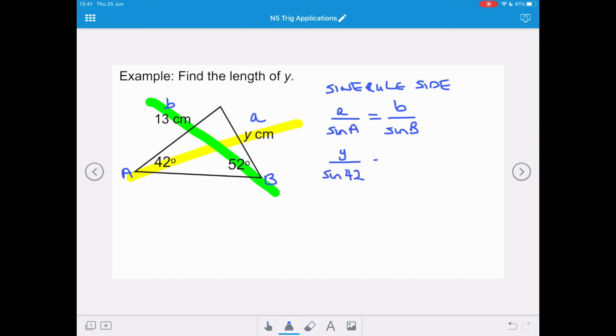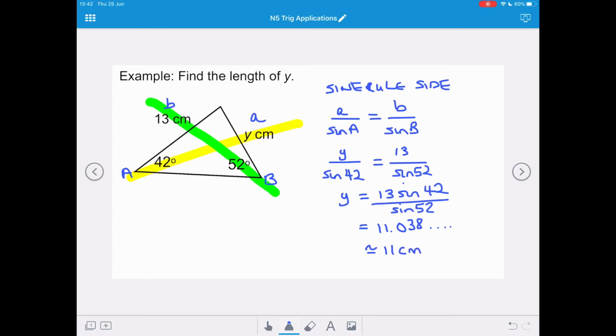y over sine of 42 is going to equal 13 over the sine of 52. We're going to multiply both sides to get rid of that sine 42. So y equals 13 sine 42 all over sine 52. And that gives us a value of y of 11.038. And if we round that to the nearest centimetre, we're getting 11 centimetres for the length of y.